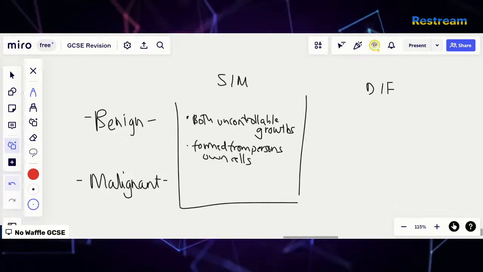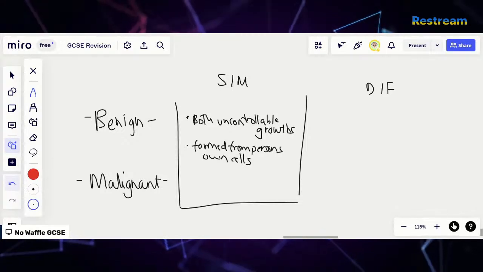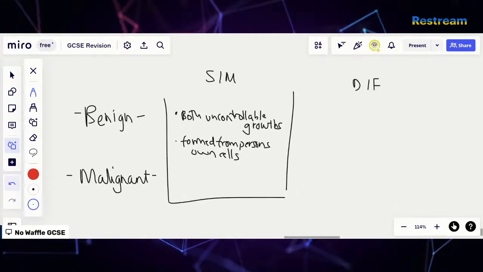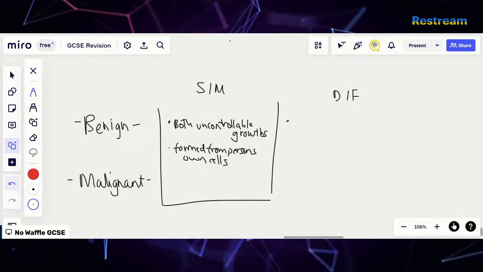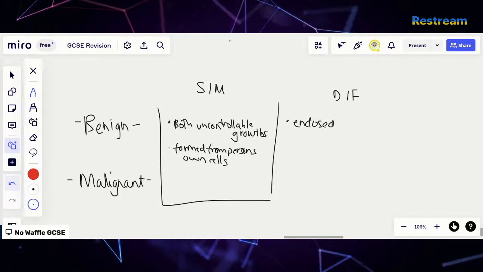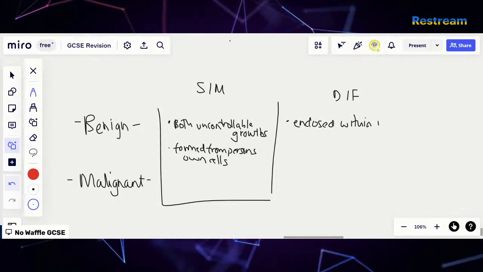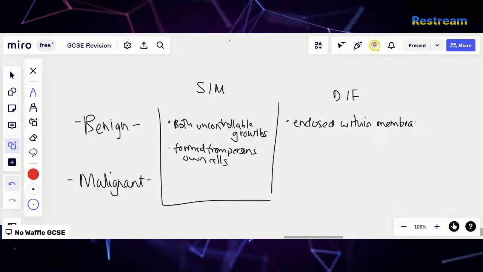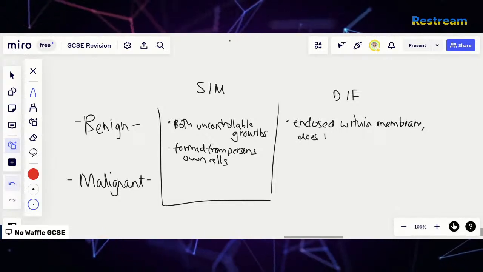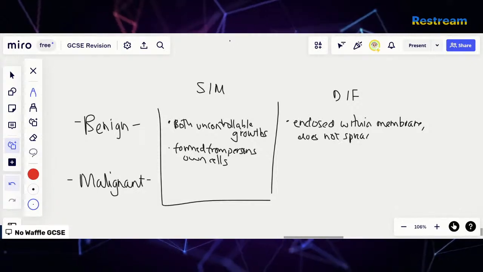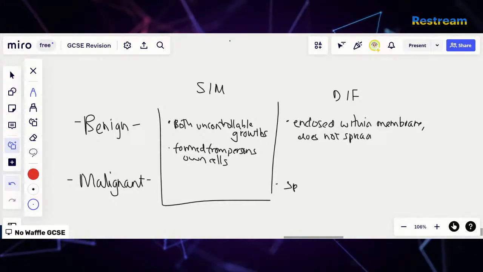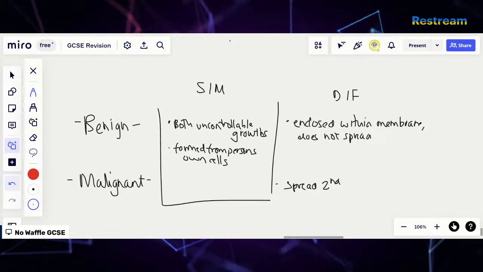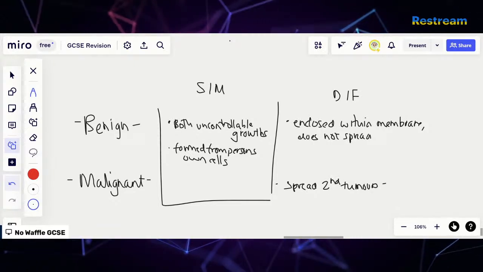Yeah, that's correct, by the way. Benign tumors do not spread and are not cancerous. In terms of a difference, benign tumors are enclosed within a membrane. Because it's enclosed within a membrane, it does not form secondary tumors, so it does not spread and therefore is not cancerous.